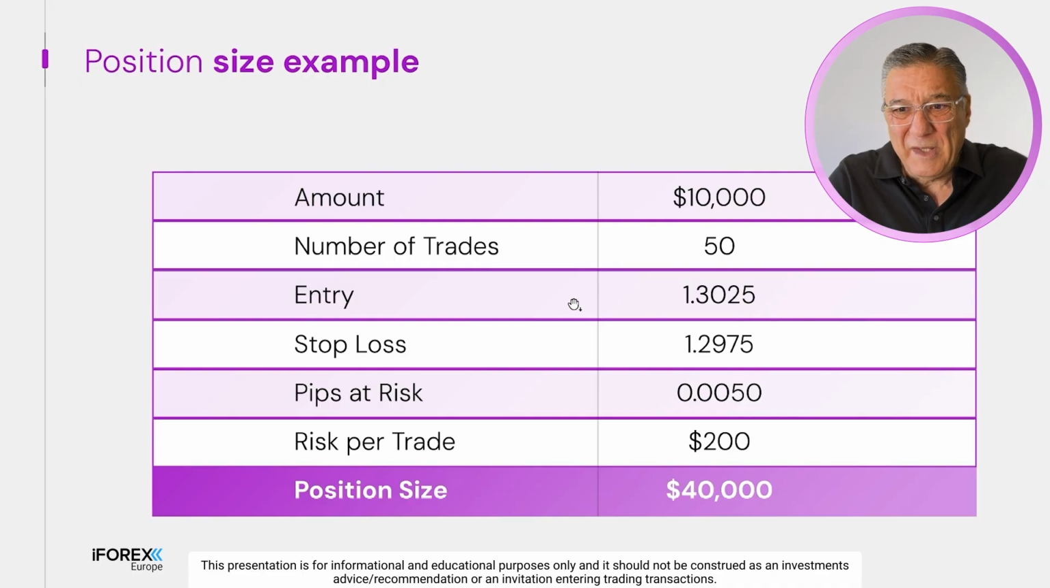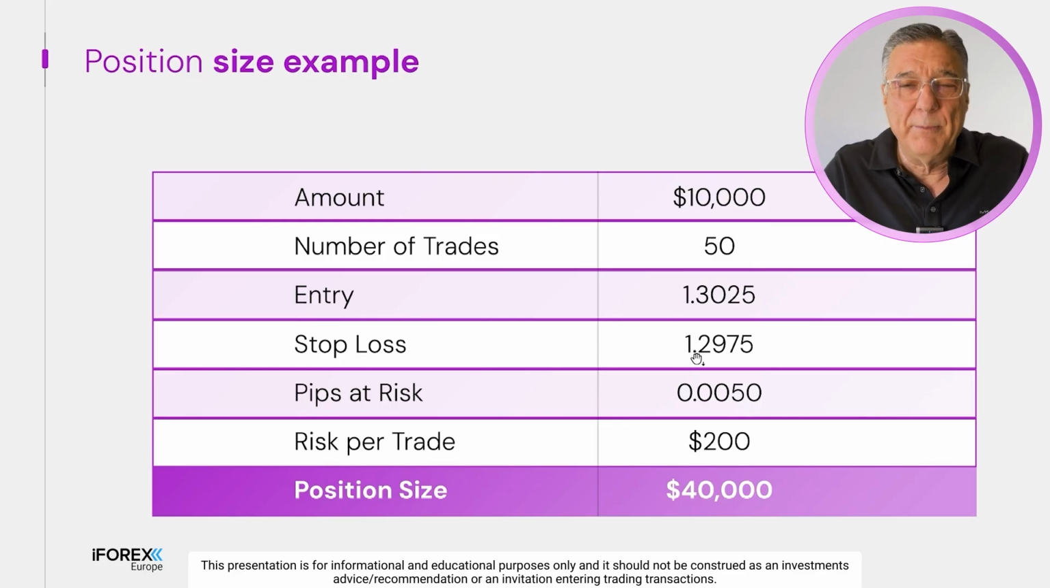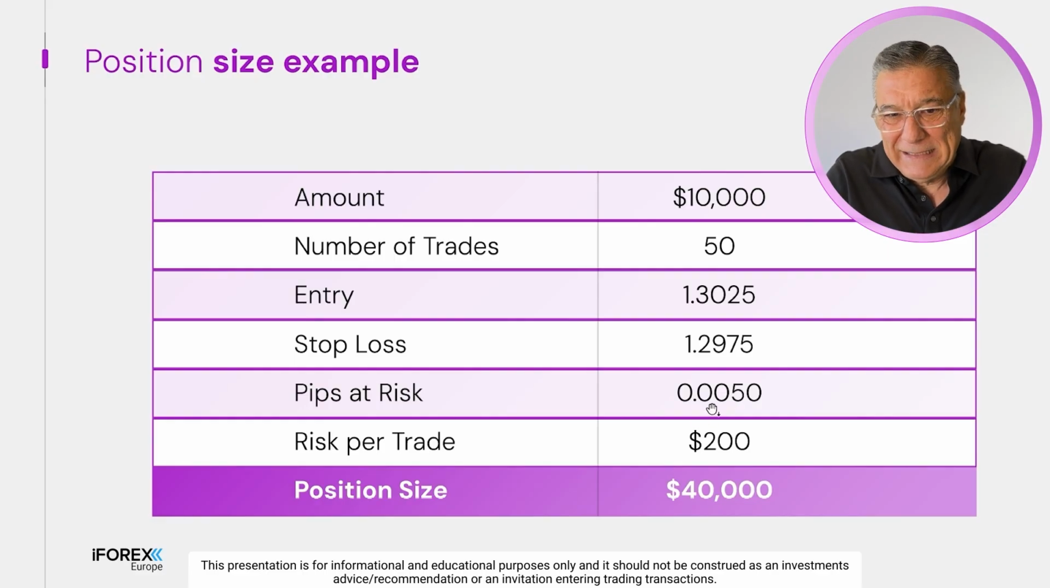Now, the entry in the specific example is 1.3025. The stop loss is at 1.2975. We do the subtraction. Pips at risk, this is how we call it, is 0.0050. This is 50 pips.